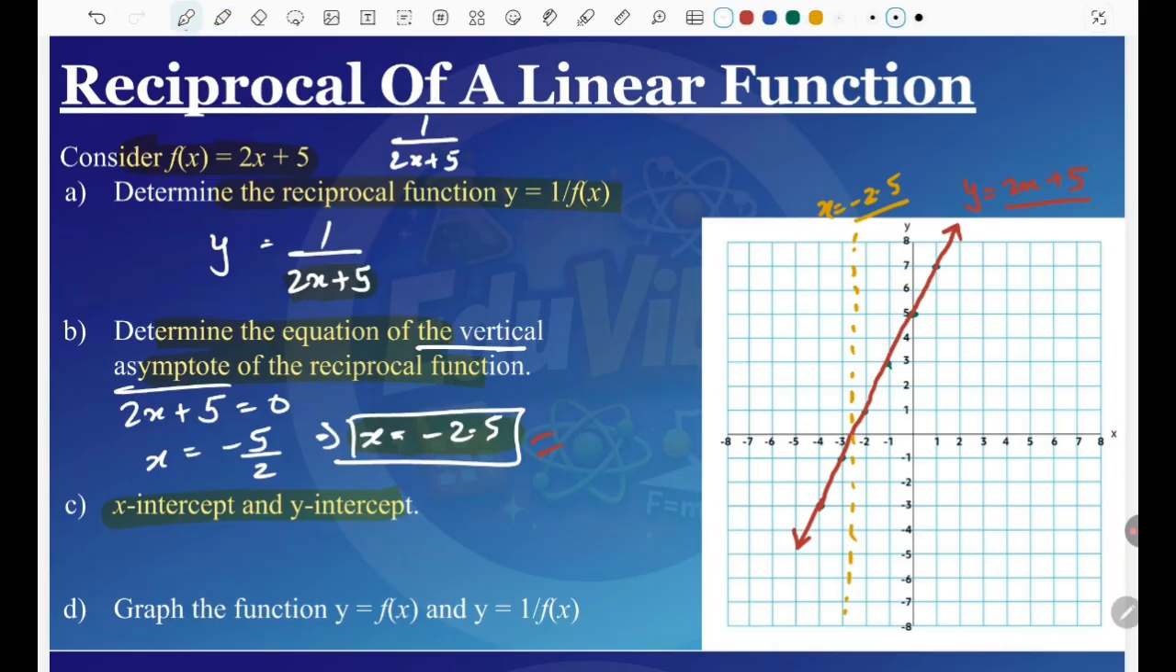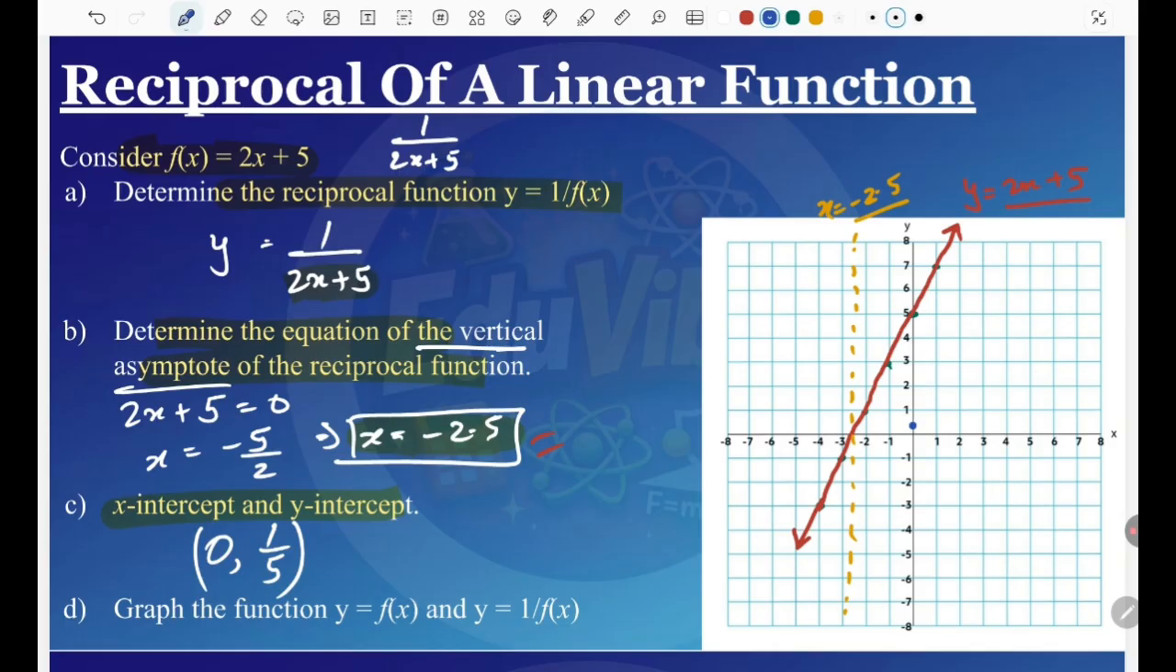So for the y-intercept, you will take x is equal to 0. When you solve this, you get 0 comma 1 by 5. This is your y-intercept, and you have to mark the y-intercept in your graph.